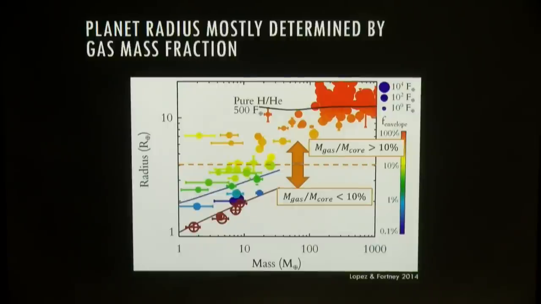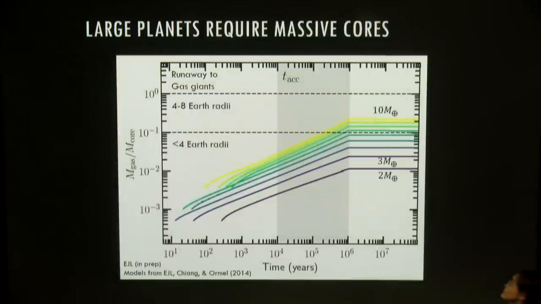So what's so special about this 4 Earth radii? Planet sizes are primarily determined by how much gas these planets have. If you're talking about planets smaller than 4 Earth radii, then they have an envelope mass fraction less than 10%. If they are larger than 4 Earth radii, then they have an envelope mass fraction larger than 10%. So what is the requirement to accrete this larger than 10% by mass envelope? Not surprisingly, large planets require more massive cores.